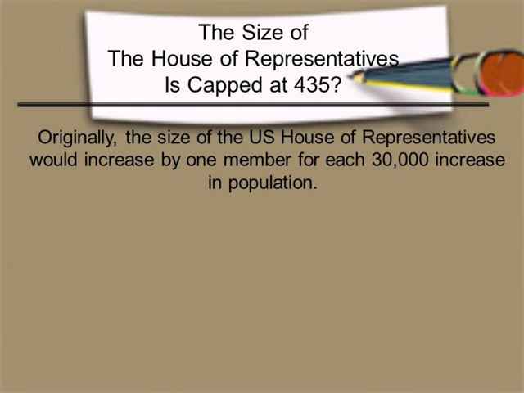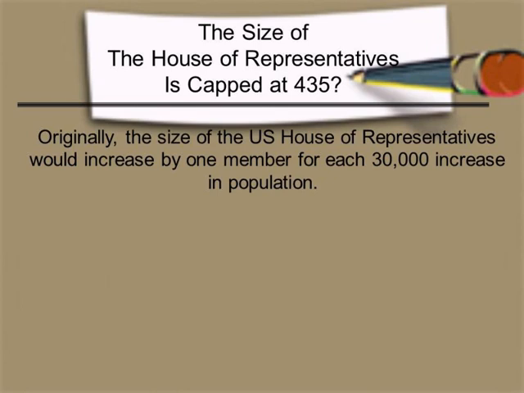Now, between 1789 and 1929, each time a state's population grew by 30,000, they were entitled to another member of the House of Representatives. Well, starting in 1929, we cap the House of Representatives at 435, which means there'll never be more than 435 members of the House of Representatives. Now, why is that? Let's take a look at this.